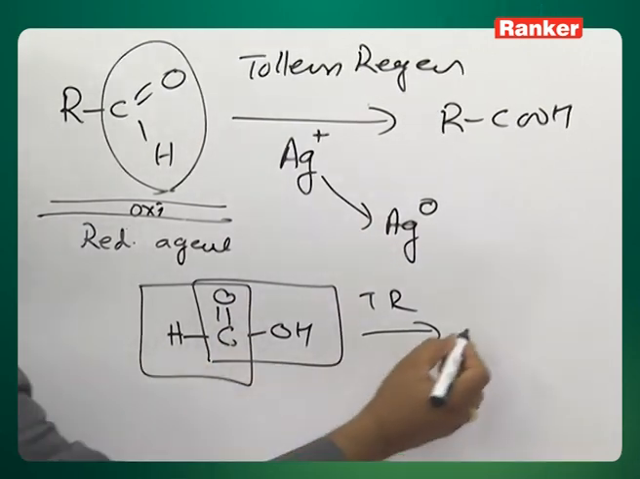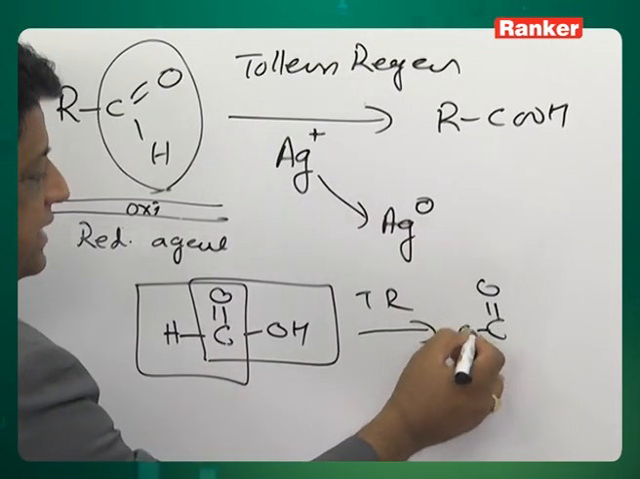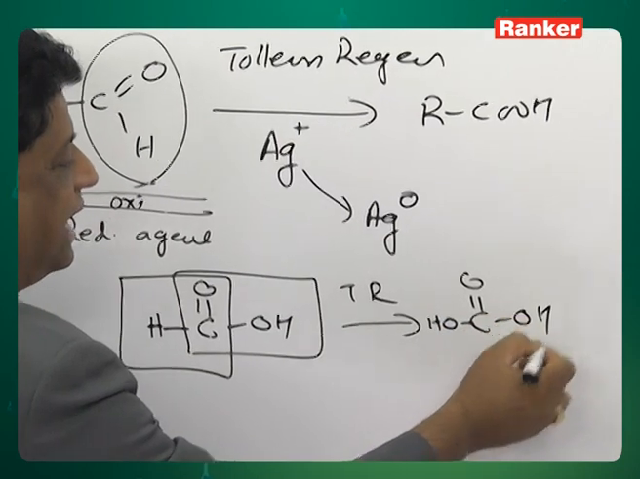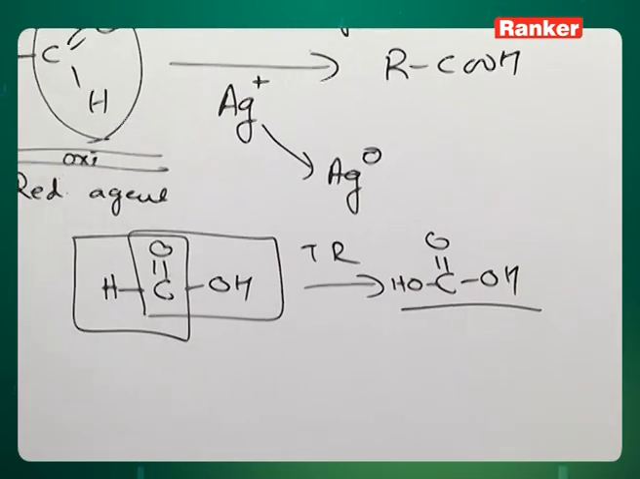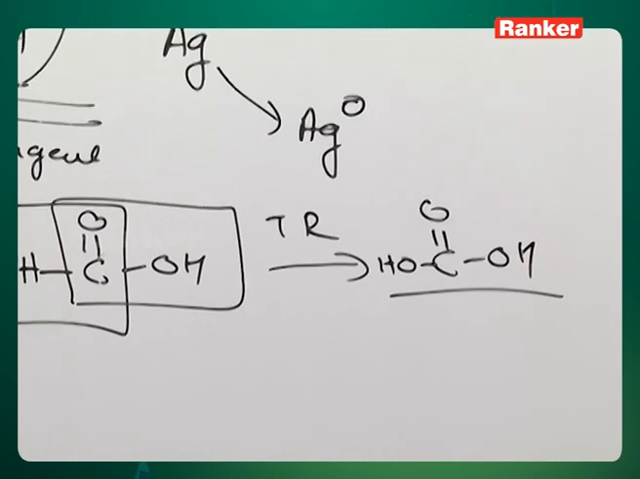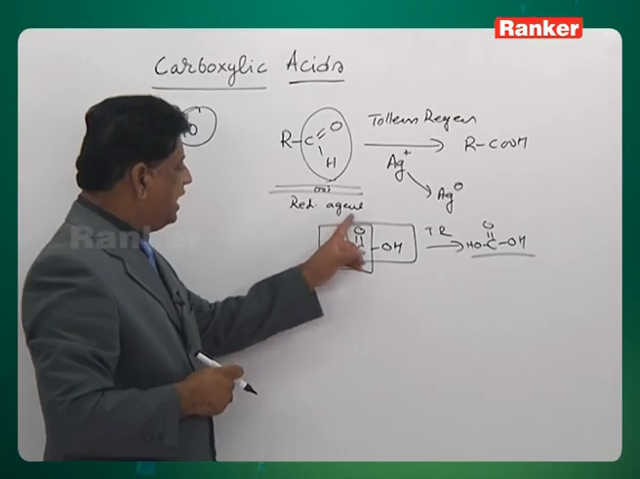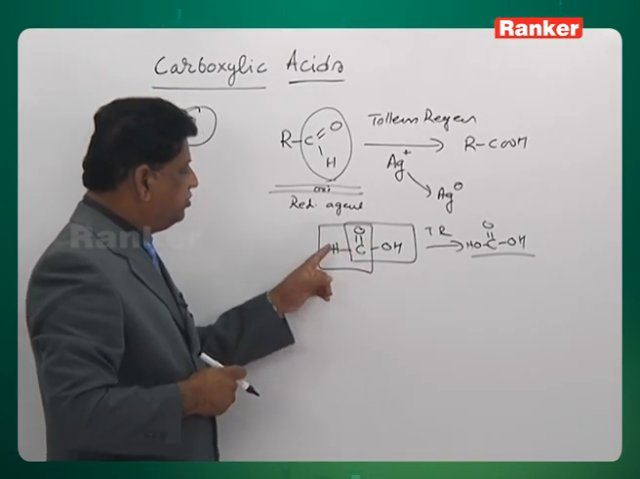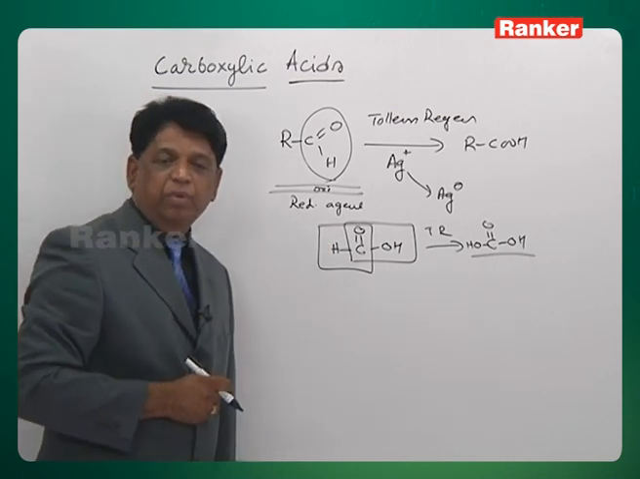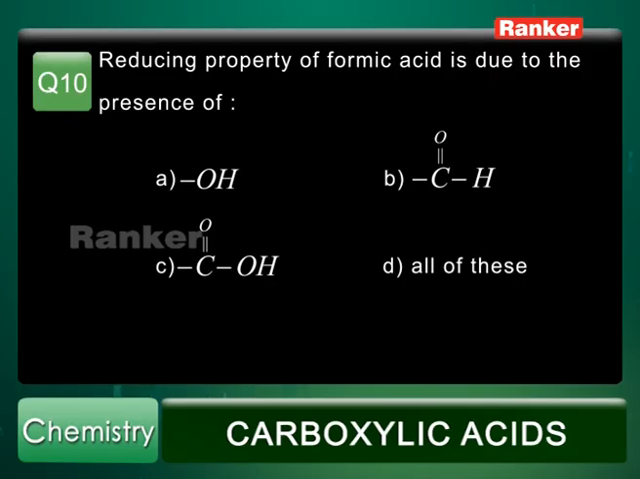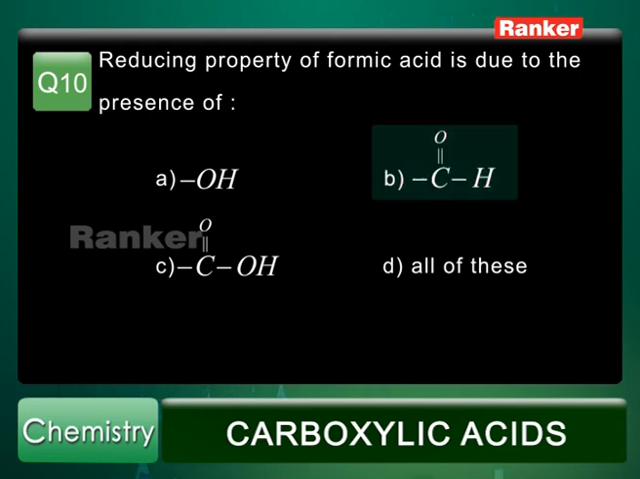This side, the aldehyde function, will become carboxylic acid. That side already has the acid, so H2CO3 is formed, that is carbonic acid. Therefore formic acid has an aldehyde function, so that's why it has this reducing property. So the question is, the reducing property of formic acid is due to the presence of not the OH. Answer B, aldehyde, is right, and carboxylic acid gives the acidic property. All the others are wrong, so the answer goes to B only.